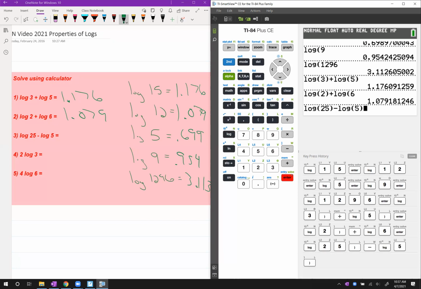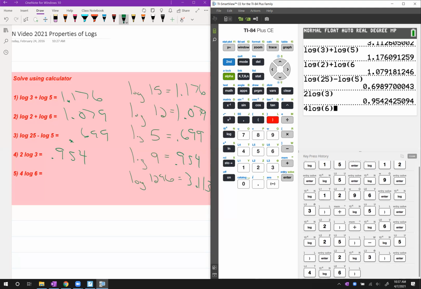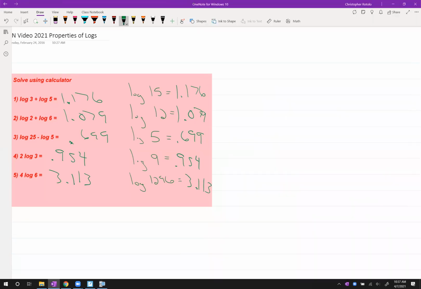So really just trying to get fluent in using this calculator. 0.699. All right, what if I did 2 times a log of 3? Okay, so let's see here, 0.954. All right, and then maybe 4 log of 6, just for good measure. We get these, hey, there's that 3.11. I thought that one was familiar. Looks like a lot of these were familiar. So let's get this out of the way and let's see what we can figure out.